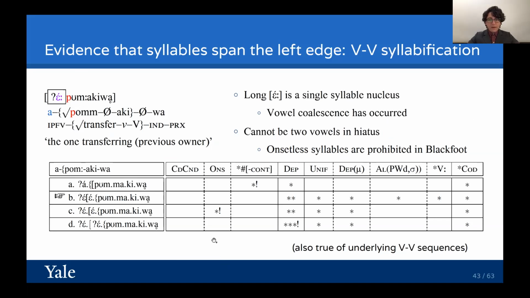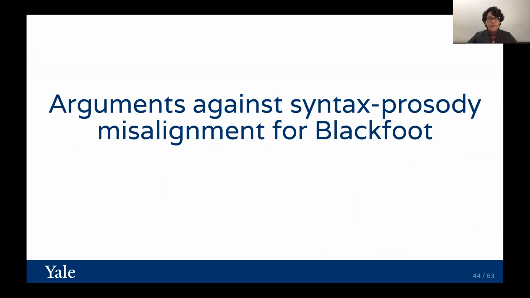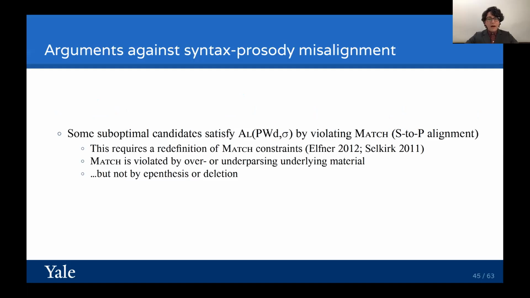Okay. All right. So we've shown now that there is a left edge of a prosodic constituent. We've shown that there is a vowel that spans that boundary. And then finally, we want to consider candidates which allow mismatches in syntax and prosody in order to align the left edge of the prosodic word to the left edge of a syllable. This is going to require a redefinition of match constraints, and I will talk about this from the framework of match theory, because that will give us a rigorous way to talk about the syntax and prosody correspondence here. And we need to redefine match constraints so that they are violated by over or under parsing underlying material, but that they are not violated by epenthesis or deletion.